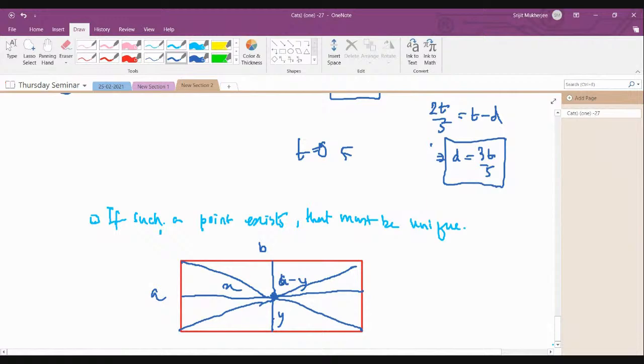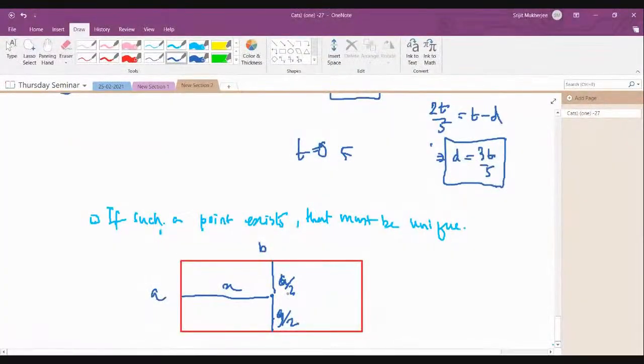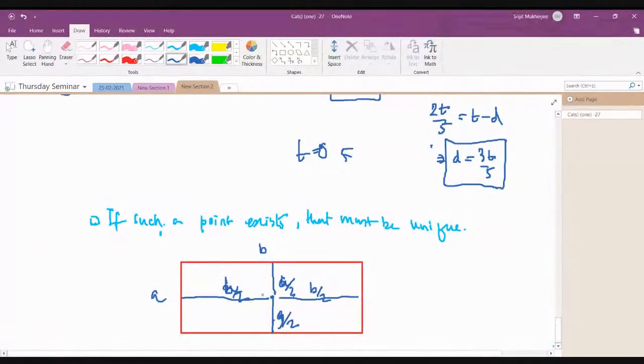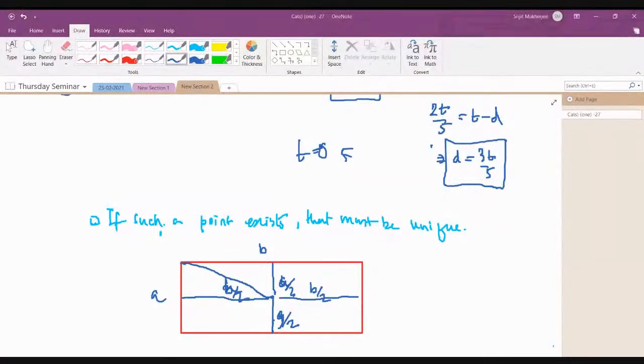So if these two exist, we understand y must be a by 2. That's for sure. And if these two exist, then this must be b by 2. That's for sure. The height must be b by 4 because these two must be equal. But this half, oh yeah, it exists. The intersection point of the diagonals, it exists. Half a by 2 into, yeah, it exists. So for a rectangle, it exists.